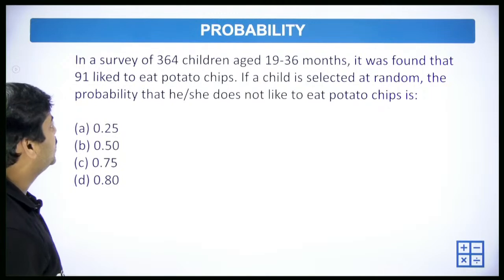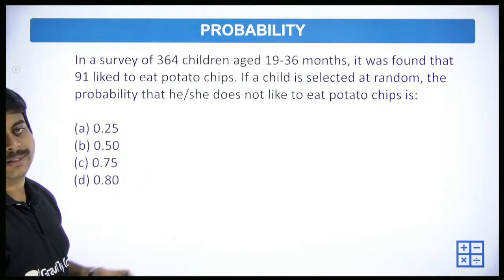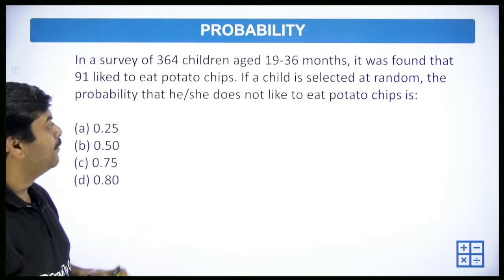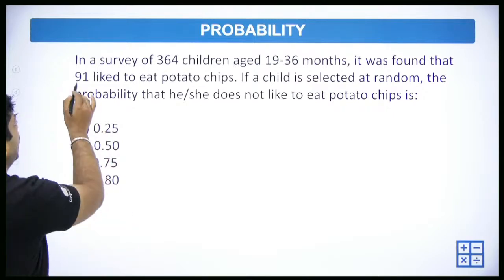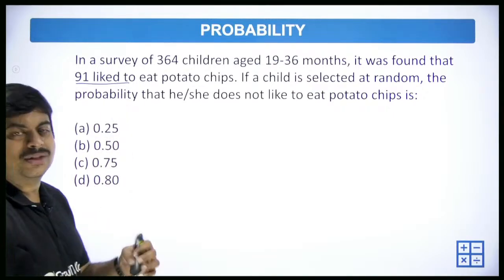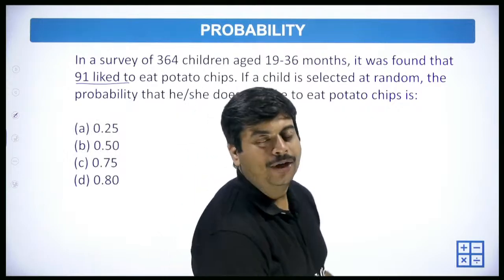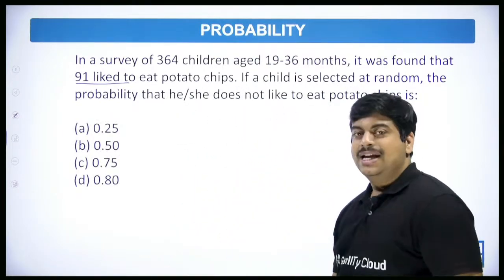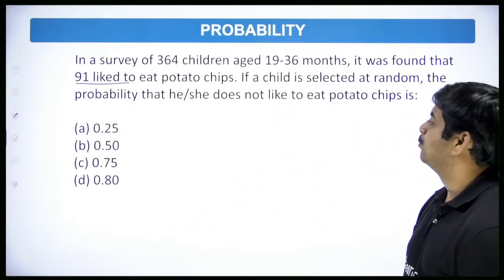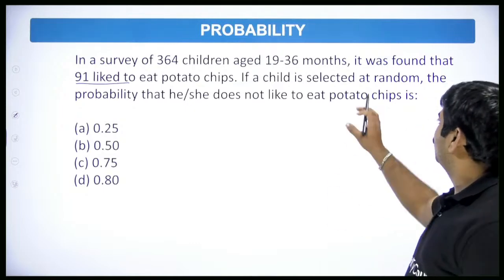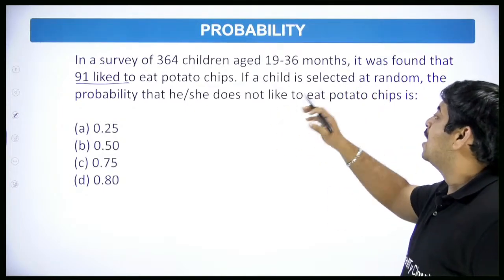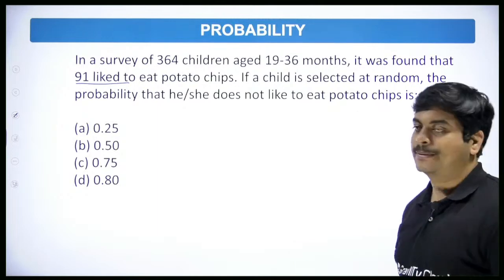In a survey of 364 children aged 19 to 36 months, it was found that 91 like to eat potato chips. Many of you like potato chips, even I like that. So 91 liked to eat potato chips. If a child is selected at random, the probability that he or she does not like to eat potato chips is.